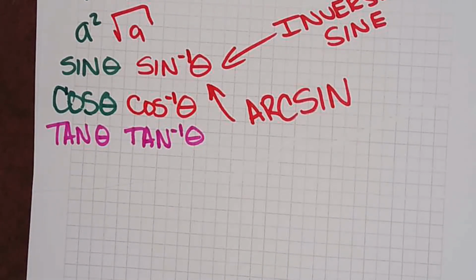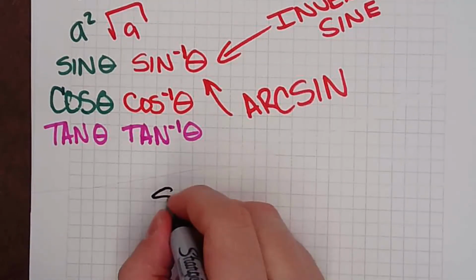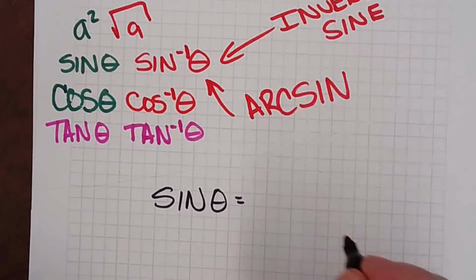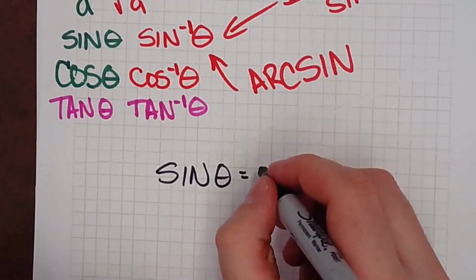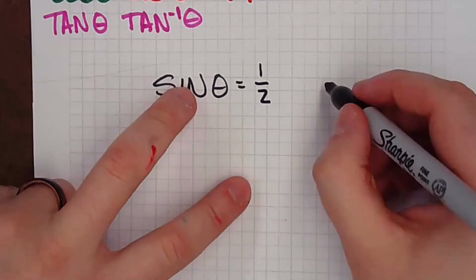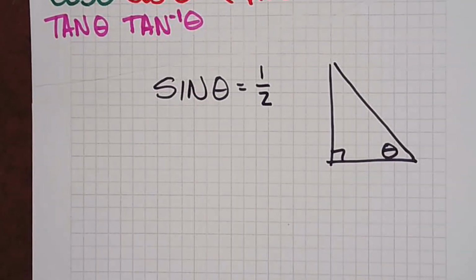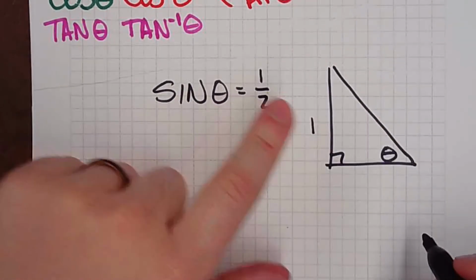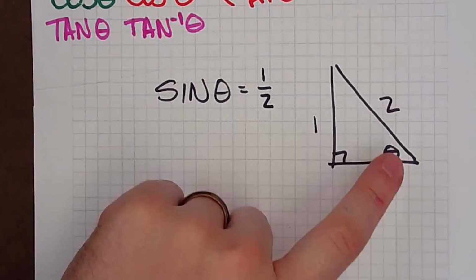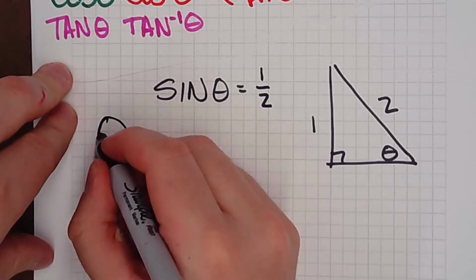Those are the opposites. So why is this useful? Well, it's useful for this reason. If I tell you that the sine of theta is a half, well, we can imagine a triangle, right? Here's a triangle, there's theta because I said so. Opposite is 1, hypotenuse is 2, right? And we can find that third side with Pythagorean. But what if I want to know what theta equals?